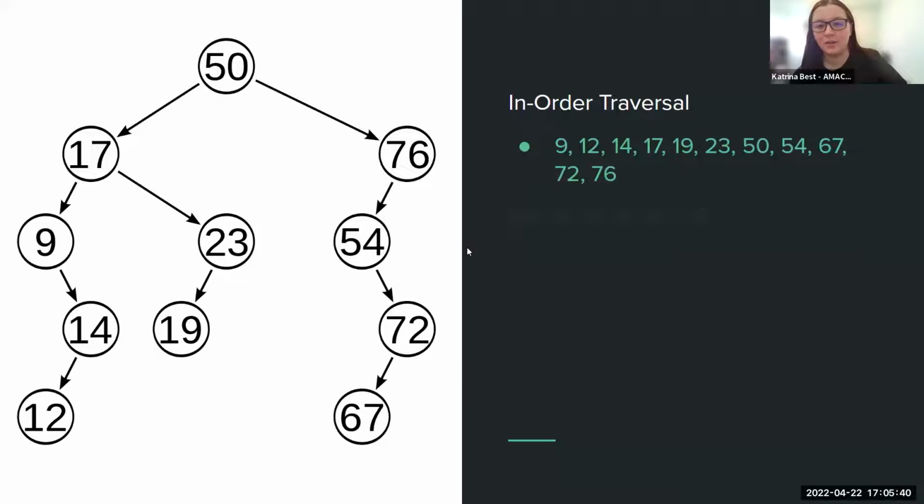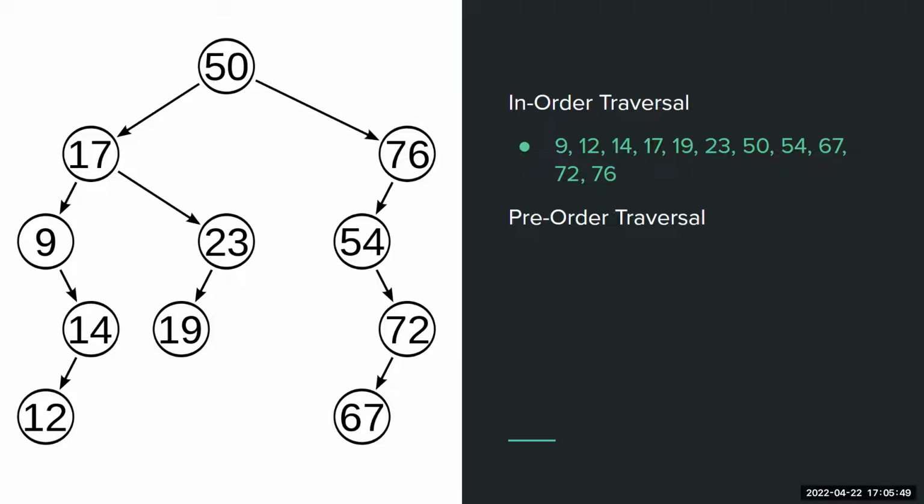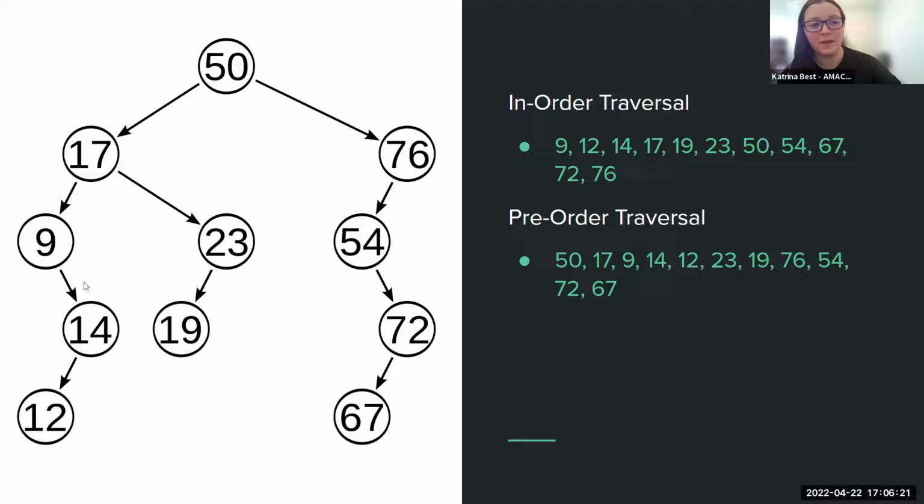Okay, so we got in order. What's pre-order? If anybody wants to type it out. I can say it out. Pre-order, yeah. That'll be 50, 17, 9, 14, 12, 23, 19, then 76, 54, 72, 67. So this one's kind of pretty zigzaggy.